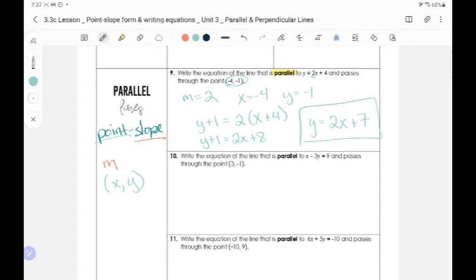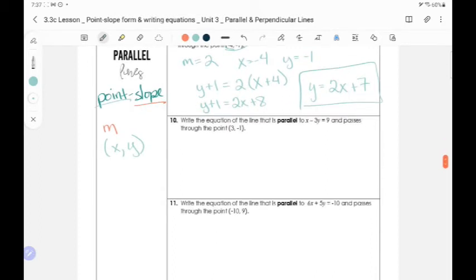Okay? So notice what happened there. They told me the slope when they gave me the equation, and then they gave me a point. So I could do that. On this one, number 10, very much the same thing. It says a line parallel. Write the equation of the line that is parallel to x minus 3y equals 9. So that's my equation. The only difference here is that I don't have y by itself, and it passes through the point 3, -1. So I have a point, but I need the slope.